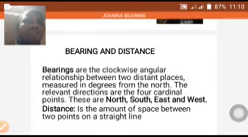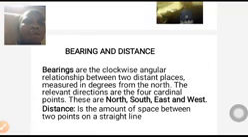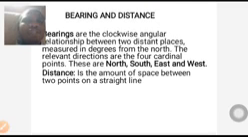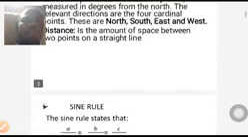Now, what is bearing? Bearings are the clockwise angular relationship between two distant places measured in degrees from the north. The relevant directions are the four cardinal points. These are north, south, east, and west. Now, distance is the amount of space between 2 points on a straight line. The space between these 2 points on a straight line is called distance.